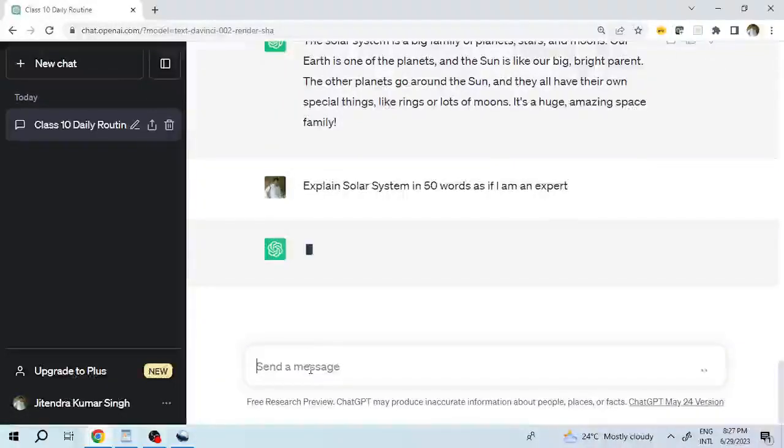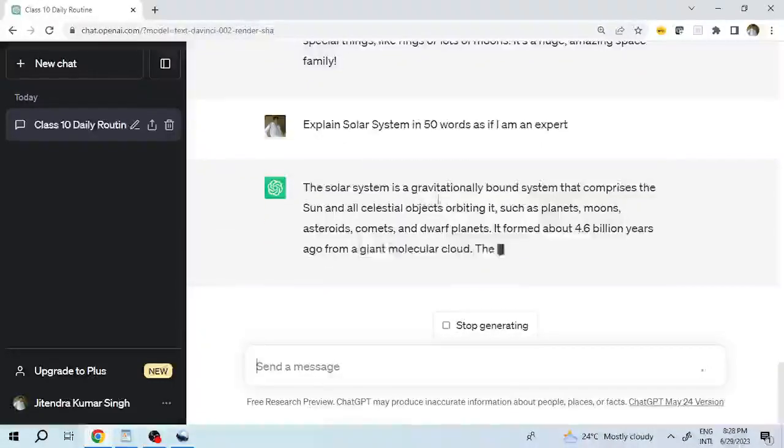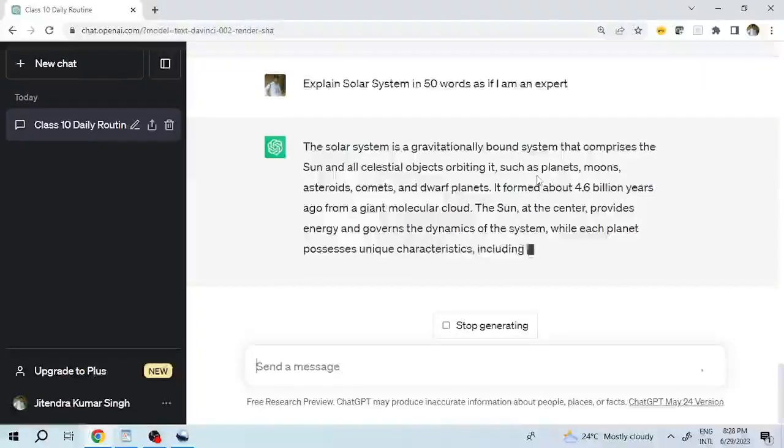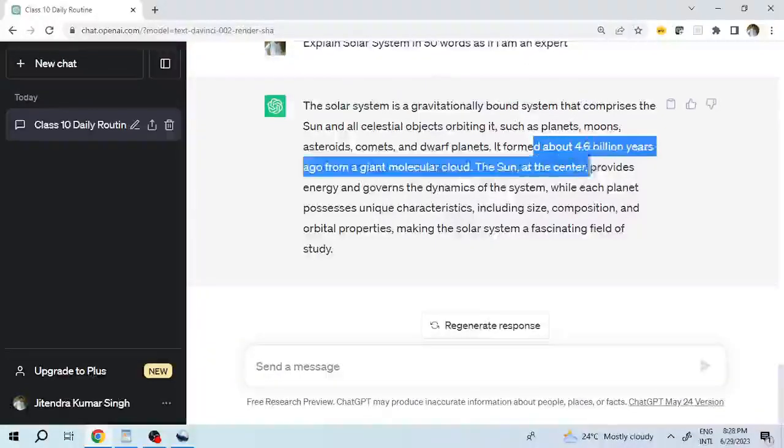So here it will provide the explanation in a very standard way. Here we can see that the solar system is a gravitationally bound system. So it is now including terms like gravitational and celestial object, and it is giving the 4.6 billion years age. So it is now explaining it in a better and standard way, so that it will be helpful for grown-up persons or for higher class students.